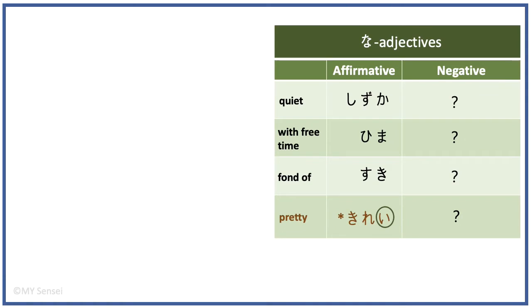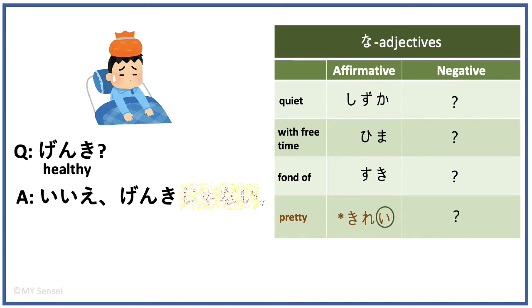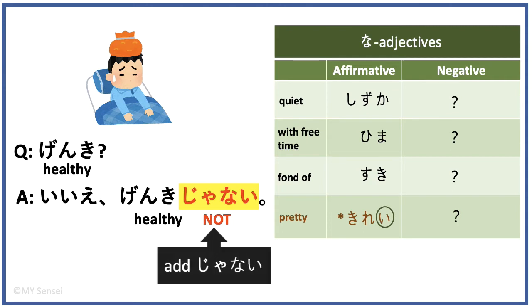Now let's switch to na-adjectives. First, let's take a look at this image of a sick child. Genki, is he healthy? Well, the answer is iie, genki janai, which literally means healthy, not, meaning not healthy. That is, by adding janai to a na-adjective, we are changing a na-adjective into its negative form.